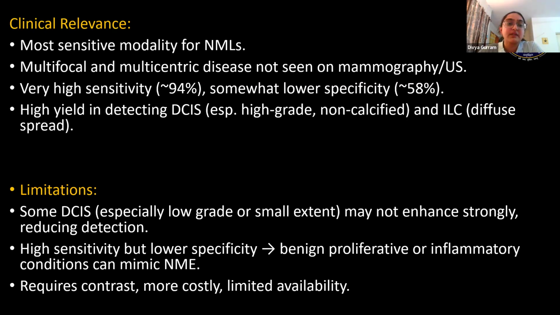However, the limitations of MR are that certain ductal carcinoma in situs which are of a lower grade or have a smaller extent may not enhance so strongly, and this would reduce the detection rates. The lower specificity of MR means that benign proliferative lesions or even inflammatory conditions can mimic non-mass enhancement. Mainly, the limitation of MR is that it's quite costly, especially in the Indian setup. There's limited availability, and it also requires contrast and longer scan times. But this is the most sensitive modality for non-mass lesions and the most commonly used modality so far for looking at non-mass lesions.